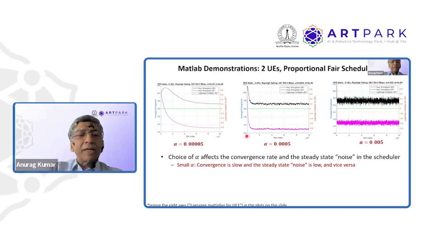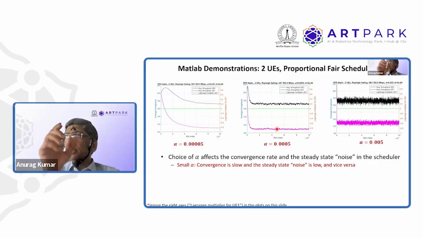Take a large alpha, but look at it, the convergence is very smooth. The final value is very close to the desired value. There's no fluctuation around the actual throughput. Look what happens at 0.005. Convergence is very fast. You rapidly go to the final value, rapidly converge to the final. They all start at the same point. They all start at 200.